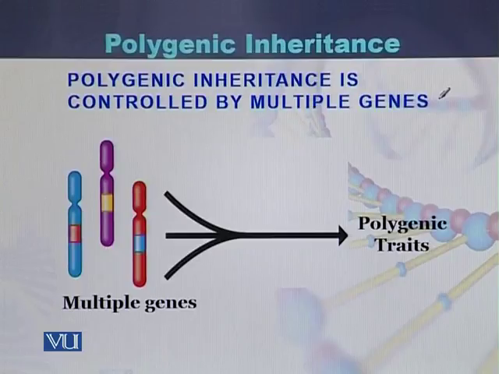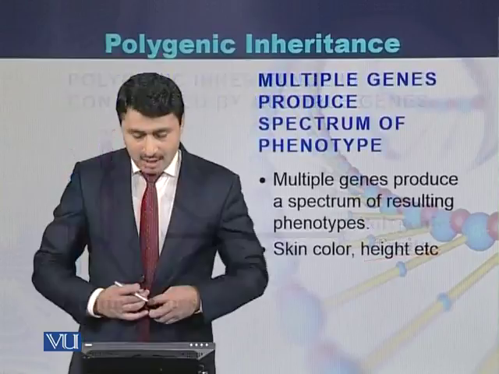Here we can see that there are different chromosomes: chromosome 1, chromosome 2, chromosome 3. Different genes are present. On chromosome 1 there is a gene, the second gene is on the second chromosome, and the third gene is present on the third chromosome. When they jointly contribute to inherit certain traits, such a phenomenon is called a polygenic trait, and the inheritance pattern is called polygenic inheritance.